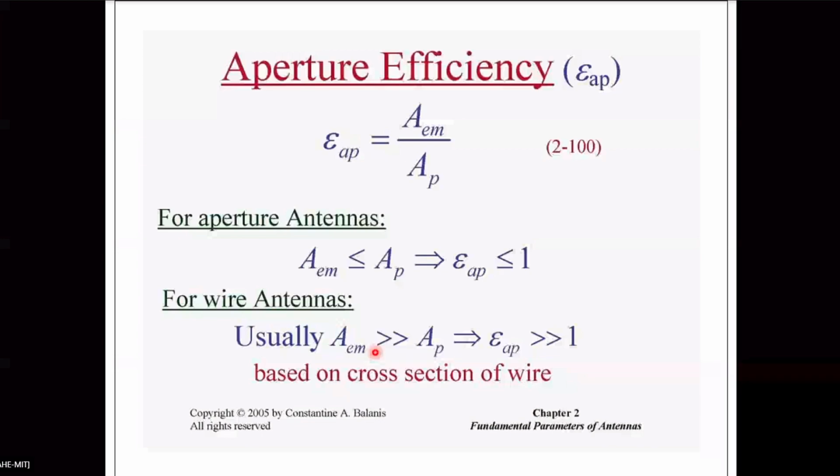For wire antennas, AEM is much greater than AP, EAP is much greater than 1, based on the cross section of the wire. So we have not come across this. We will see if there is a numerical; I think it is given in the book, we will see this.